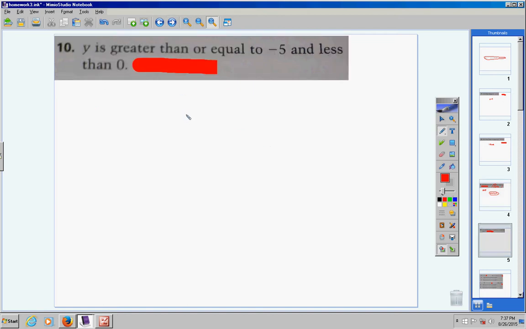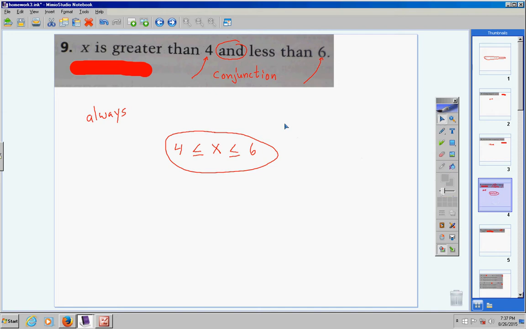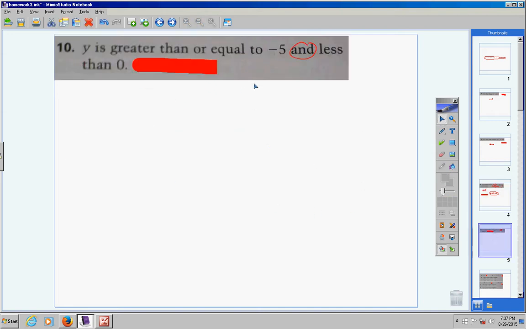Number 10. Now in number 10, I see y is greater than or equal to -5 and less than 0. So once again, and let's go back a page real quick. I didn't pull the answer off, did I? There we go. All right, moving on. Now, I see the word and. So I know I have, once again, a conjunction, okay?